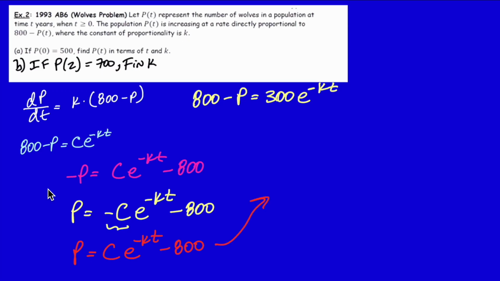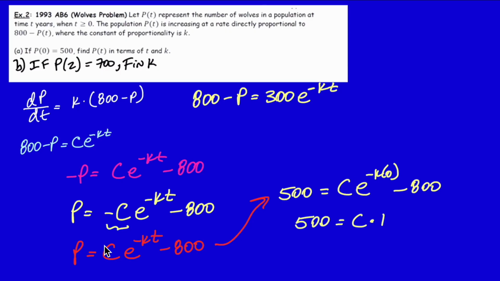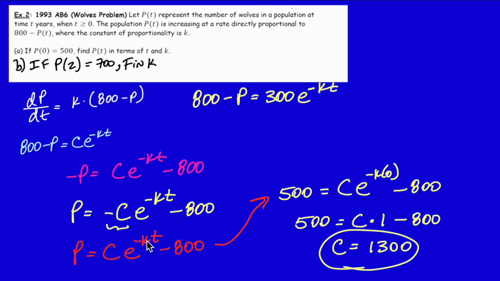If you do that, and you plug in now, P equals 500, C e to the negative k times 0 minus 800, 500 equals C times 1 minus 800, here you get C equals 1300, which is not the right answer for this problem. So I really can't explain why. If anyone can explain it to me and send in a comment, but I'm going to go ahead and advise that this is the stage that you plug in if you're dealing with a negative P there.